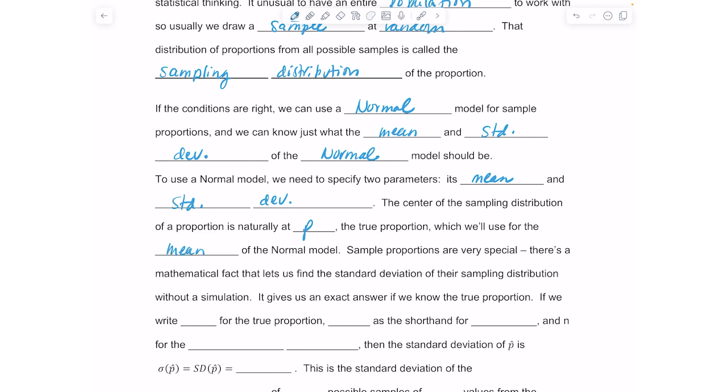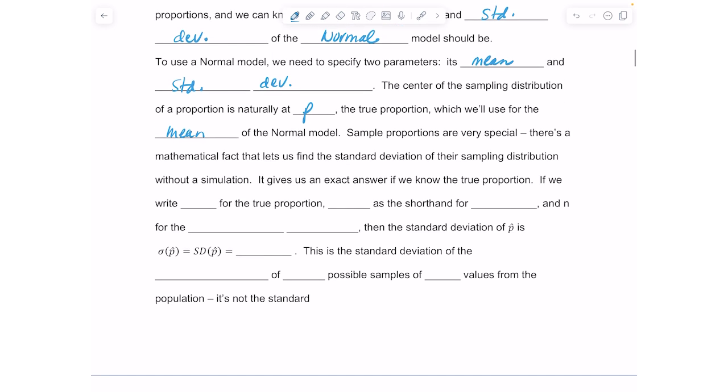Sample proportions are very special. There's a mathematical fact that lets us find the standard deviation of their sampling distribution without a simulation. It gives us an exact answer if we know the true proportion. So if we write P for the true proportion, and Q, we'll let that represent 1 minus P, and N is always going to be the sample size, then the standard deviation of p-hat, which is our sample proportion, is the square root of P times Q, and again, Q is just 1 minus P, over N.